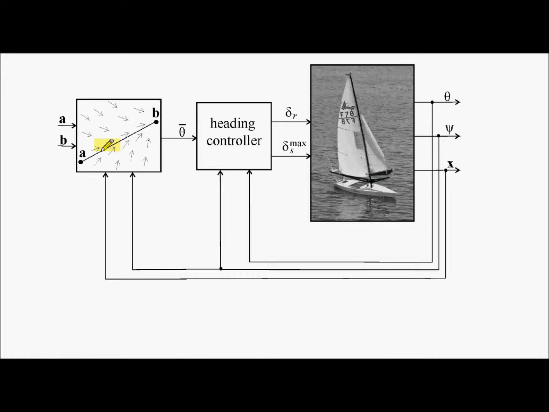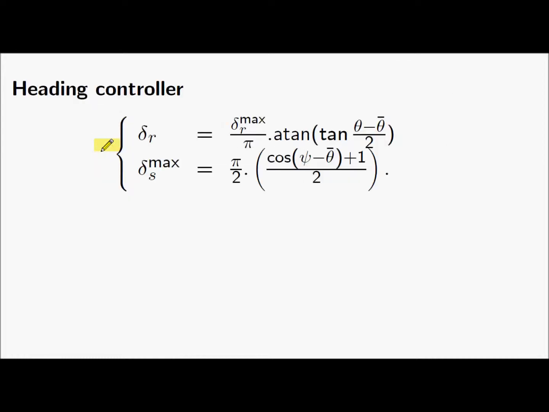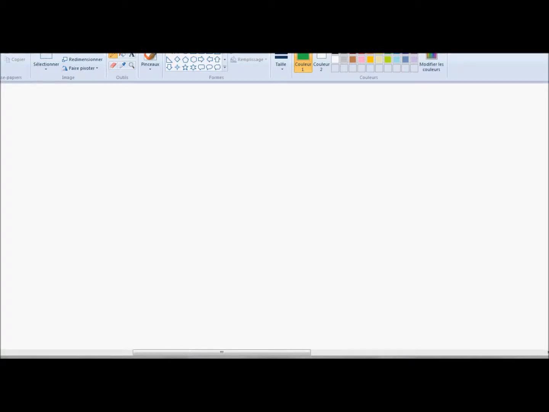So the heading controller will have this form. I will first explain how to tune the rudder. I will try to explain this formula on a picture. I consider here my robot, which is represented like this by a triangle.